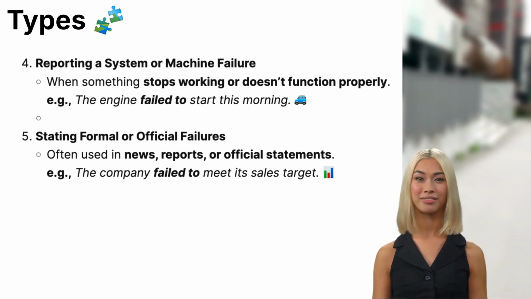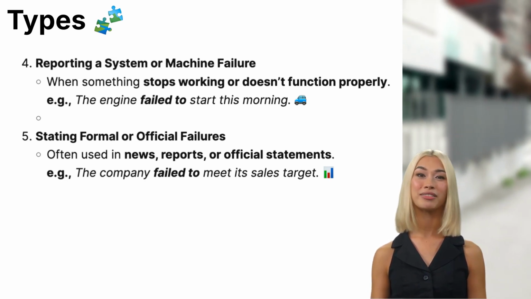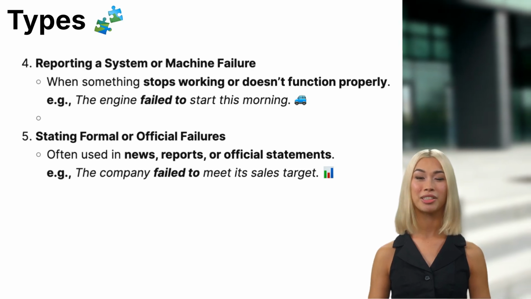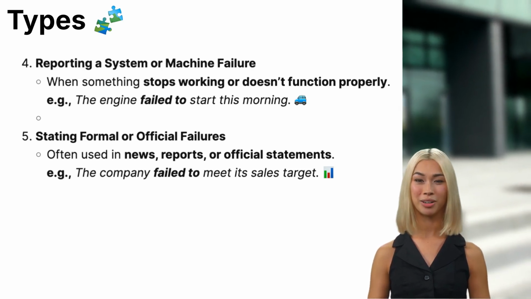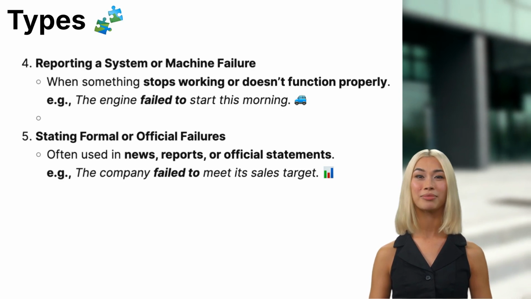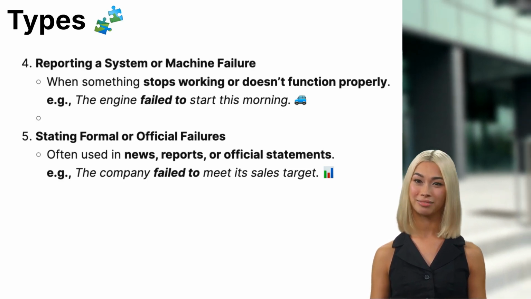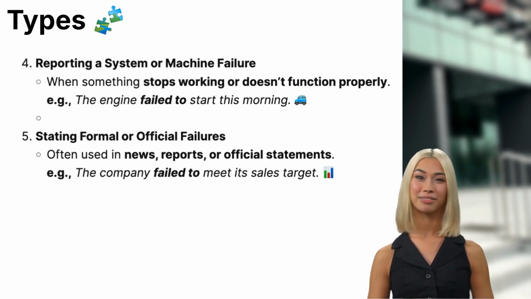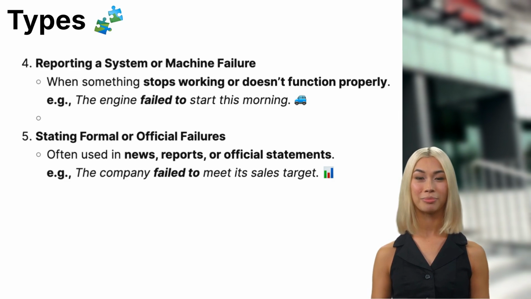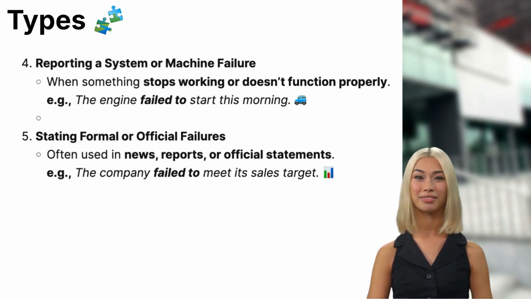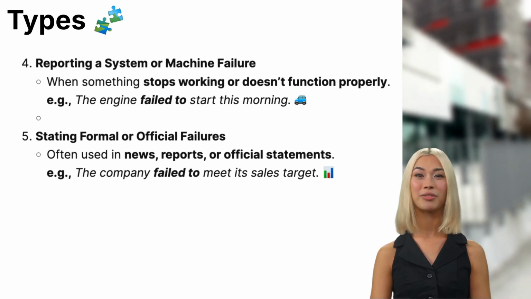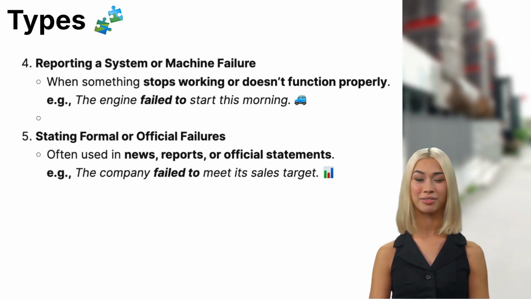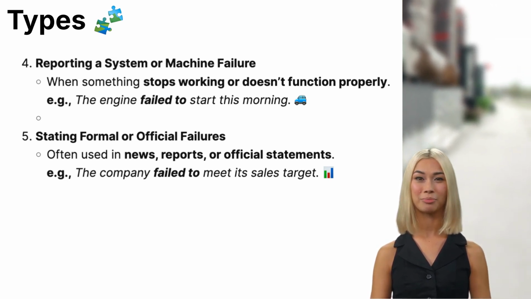5. Stating formal or official failures. You'll often see "fail to" used in news, reports, or official statements when talking about missed targets or expectations. Example: "The company failed to meet its sales target." This means the company didn't reach the expected sales numbers. More examples: "The project failed to deliver results." "The government failed to respond on time."